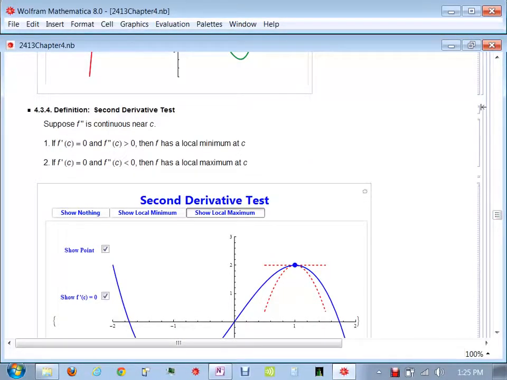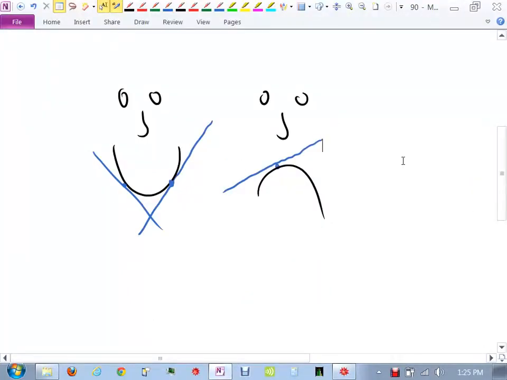Let me do something here. Minimize this. Yes, this is calculus right here. We were talking about inflection point. I just want to show you something real quick. Why is inflection point important?